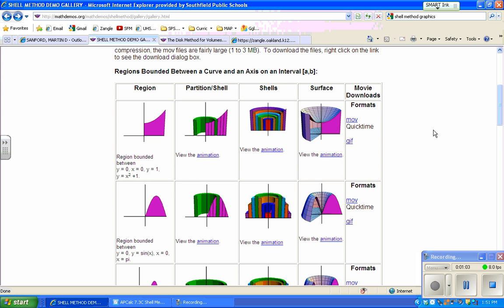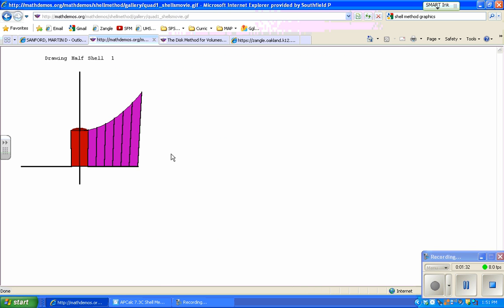And the shell method uses a different approach. The disk method had to do with looking at a cross section that was circular specifically and adding those up, kind of looking like you're looking at little flat cylinders. And the shell method actually has to do with peeling. It's like if you take a soup can and peel the label off and then roll it out. So for the shell method, I'm going to play a little animation for you.